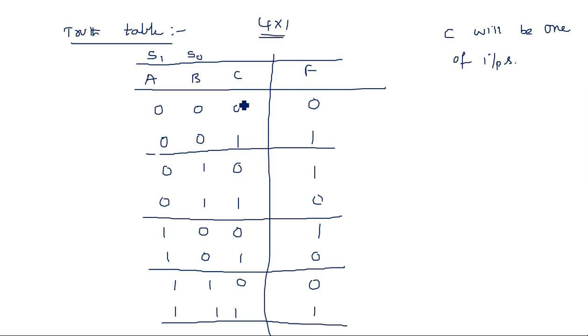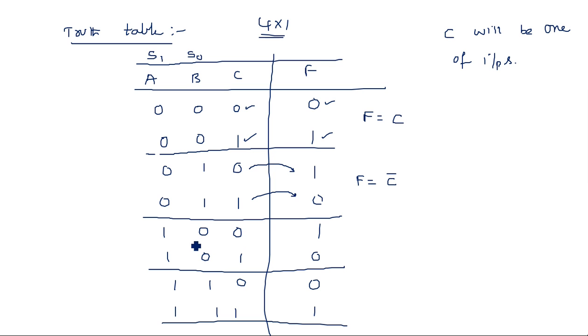See, the output F is the same as this one. Here whatever we have, here also the same. Here also 1 means 1. That means when selection lines are zeros, output F is equal to C. Listen carefully, this is very important. When selection lines are zeros, output is the same as C. And when selection lines are 0, 1, output is the complement of C. F is equal to C bar.